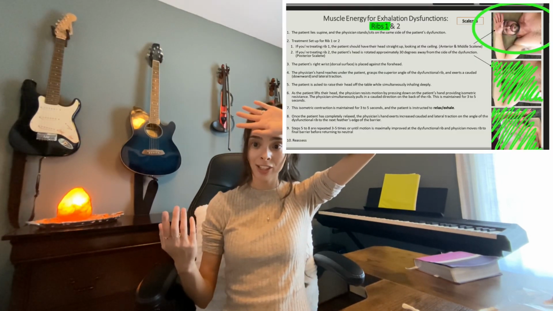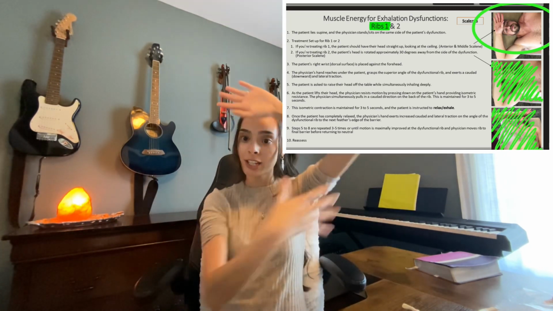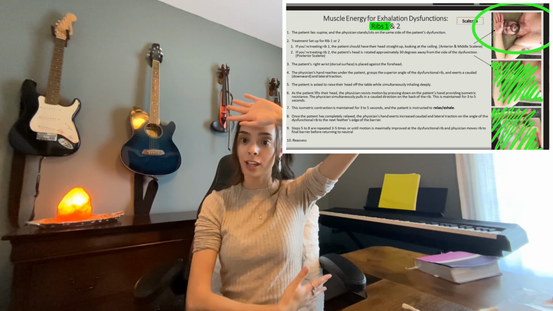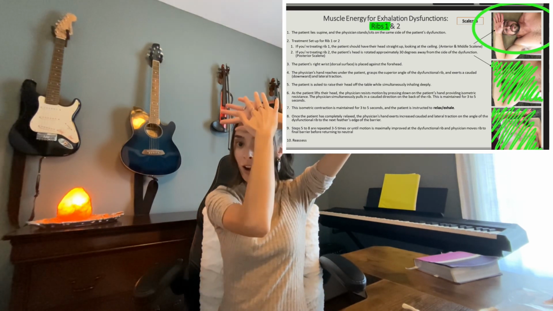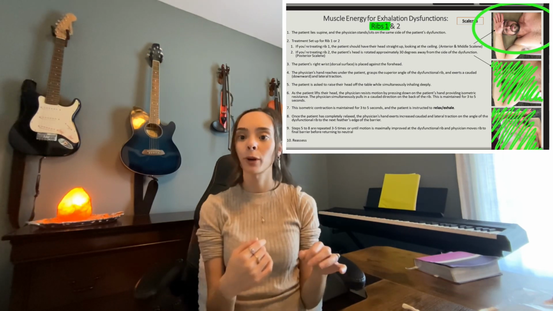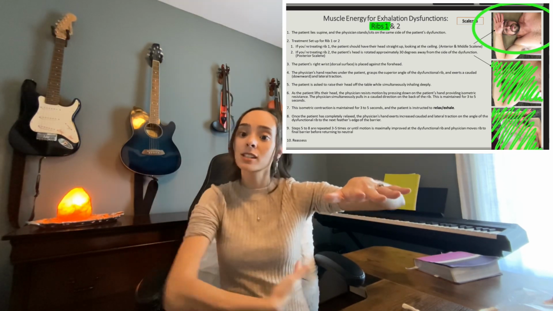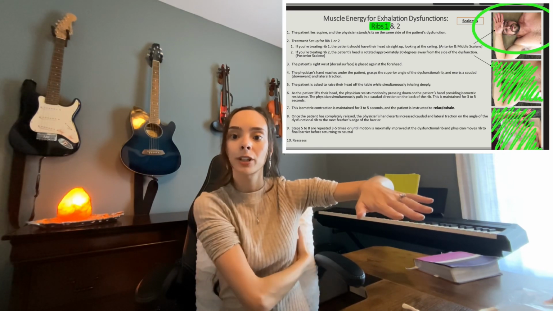Your job as the clinician is to put your hand closest to them. If you're standing on their left side, because that's the dysfunctional side, put your hand closest to them on their hand so that you're resisting when they try to push their head forward. So you have that hand pushing over here, and then this hand is going to slide underneath their back to find rib 1 up here.